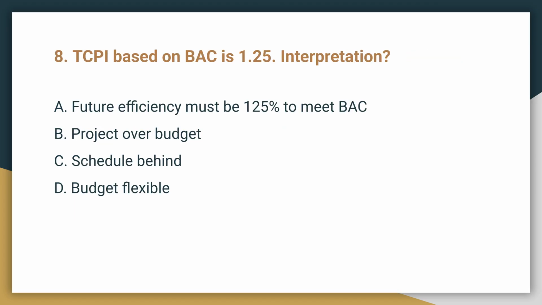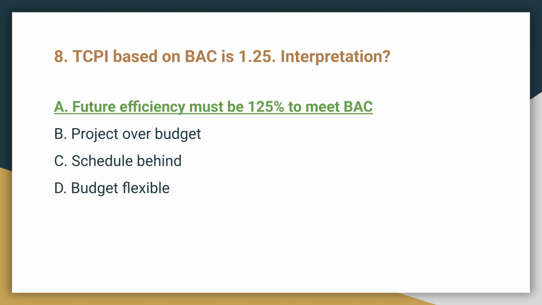Question 8. The To-Complete Performance Index, or TCPI, based on BAC, is 1.25. What is the interpretation? The correct interpretation is A, future efficiency must be 125% to meet BAC. A TCPI greater than 1 means higher performance is needed to achieve the target budget.